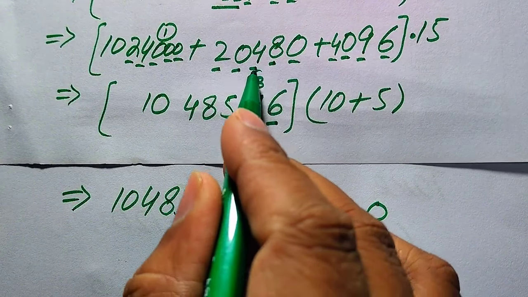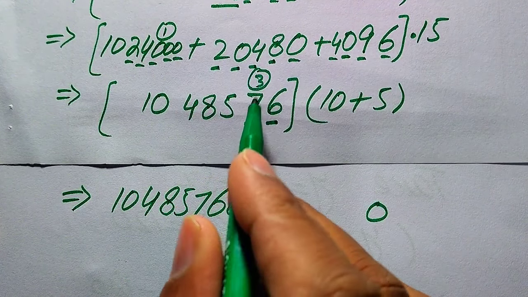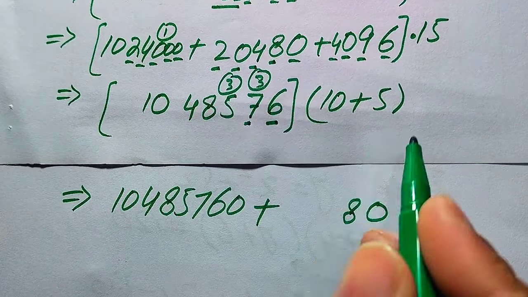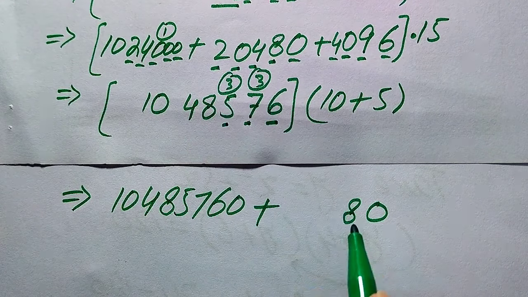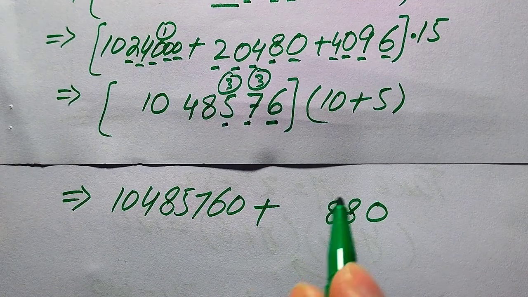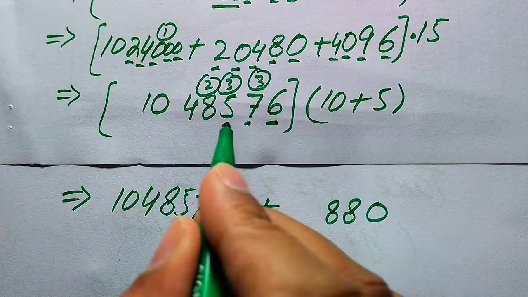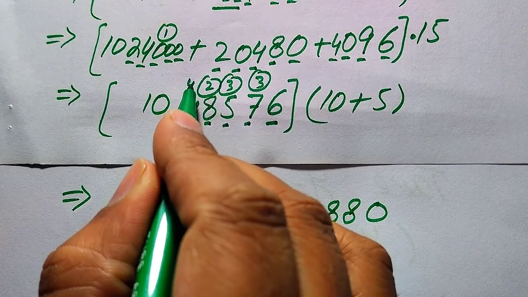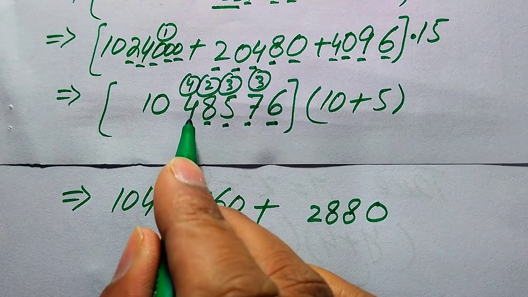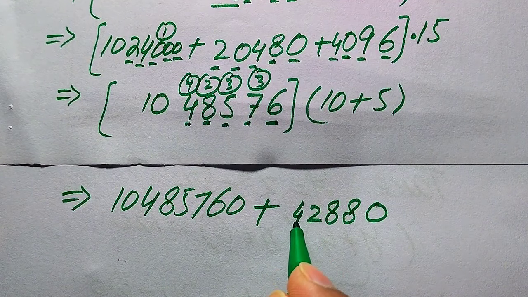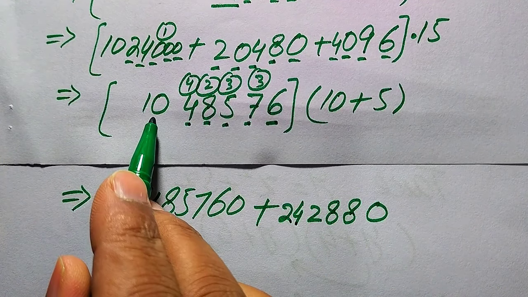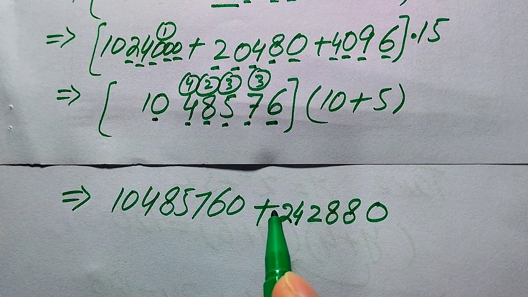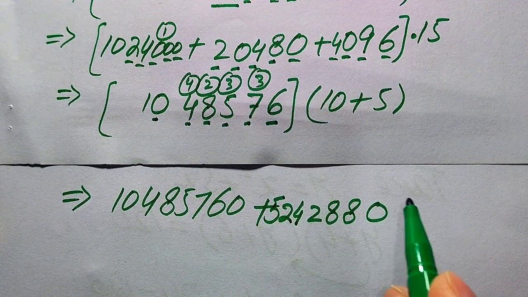We write 0 and carry 3. 5 7s are 35. 35 plus 3 becomes 38. We write 8 and carry 3. 5 5s are 25. 25 plus 3 becomes 28. We write 8 and carry 2. 5 8s are 40. 40 plus 2 becomes 42. We write 2 and carry 4. 5 4s are 20. 20 plus 4 becomes 24. So we write 24 here because this is 0. And when we multiply 5 with 1, it will be written as 5.